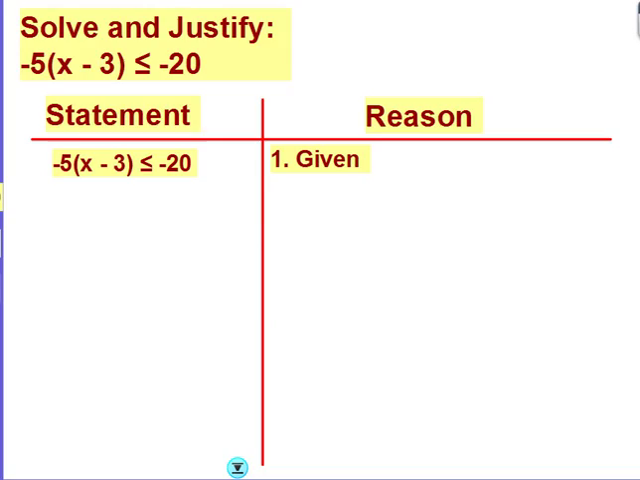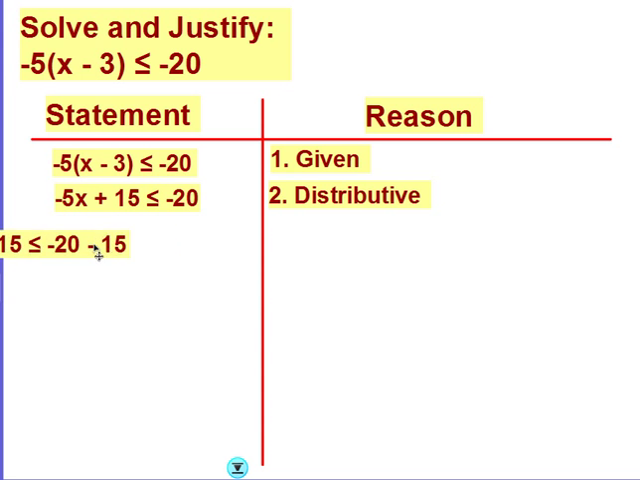Right, let's look at another example. We have negative 5 times the quantity x minus 3 less than or equal to negative 20. The first thing we notice is those parentheses, so we need to distribute that negative 5. So we get negative 5x plus 15 is less than or equal to negative 20, and that's by our distributive property.